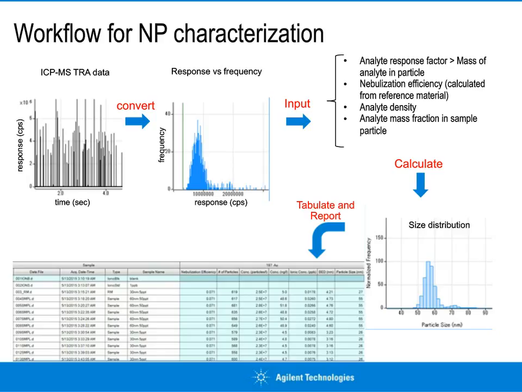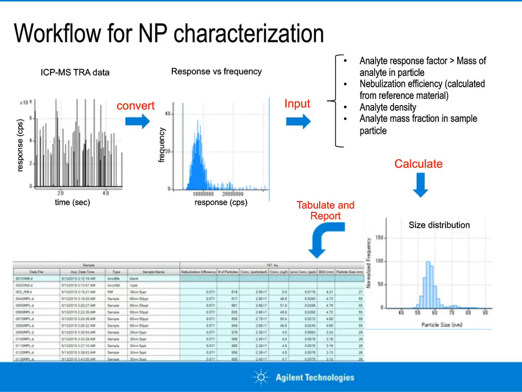So now we've got the particles sorted by response, and we need to convert that to mass and size distribution. And to do that, we have to add a fair bit of information. We have to add an analyte response factor to convert the response into the mass of the particle. We have to add nebulization efficiency information. We have to add the analyte density and the analyte mass fraction in the sample particle, and those allow us to convert the mass of the particle to a size. And then finally, we need to tabulate and report that information in a form that's easy to understand.